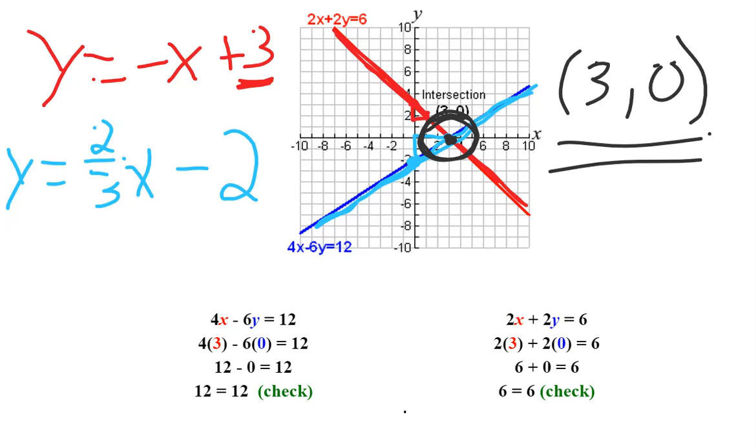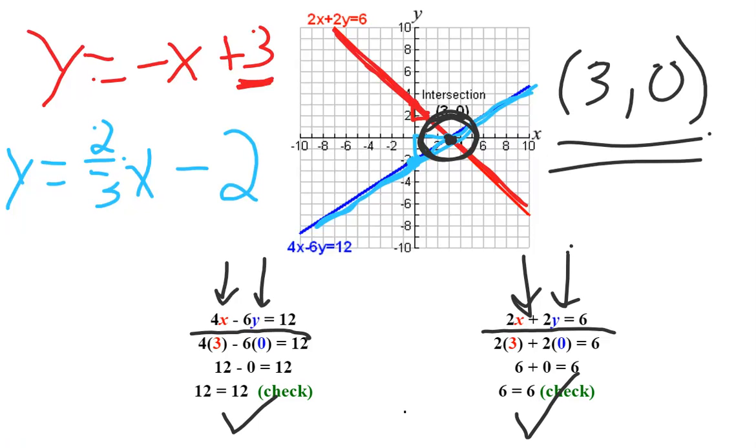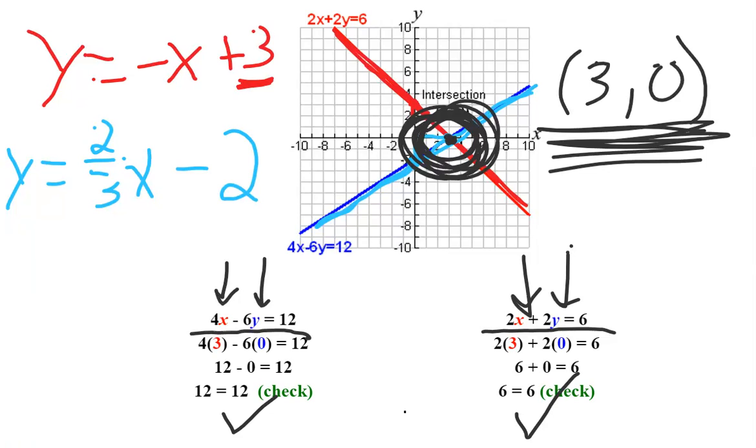Now I can go back through and I can check it. So these are my original equations. And if I check that, I should see that I get two true statements. So if I plug in 3 for x and 0 for y, you can see on this left equation I'm going to get 4 times 3 minus 6 times 0 equals 12, which is 12 equals 12, which is true. And on the right one, if I plug in 3 for x, 0 for y, I'm going to get 2 times 3 plus 2 times 0 equals 6. So I'll get 6 plus 0, 6 equals 6. Again, that is true as well. So my intersection of these two lines is going to be my solution to this system of equations.